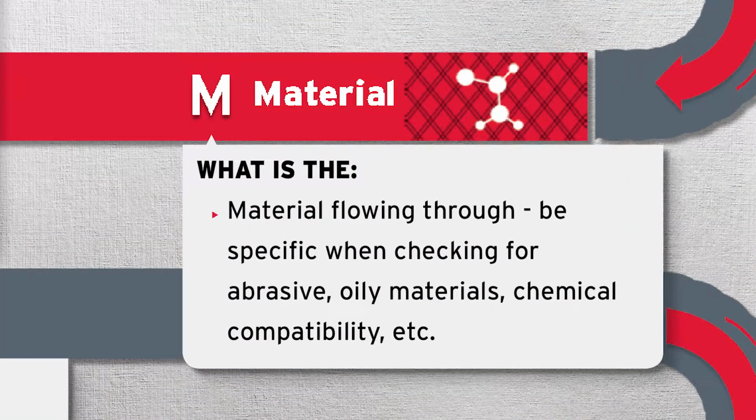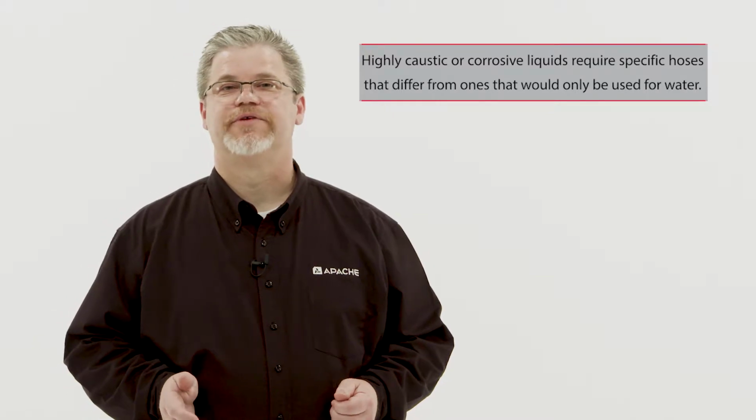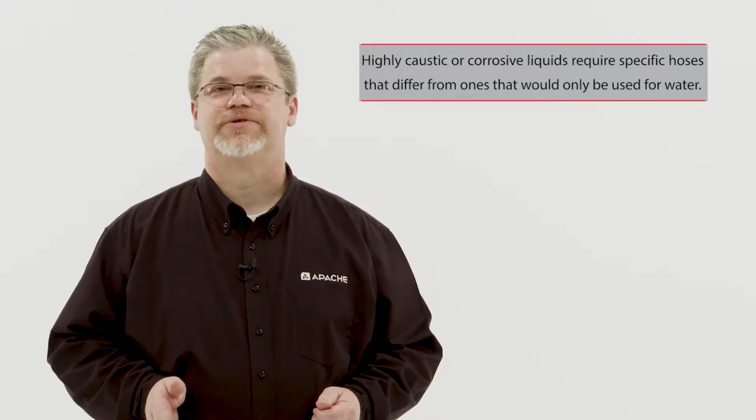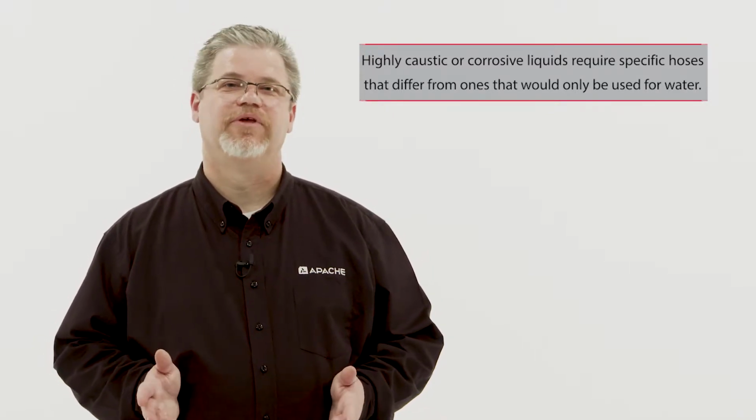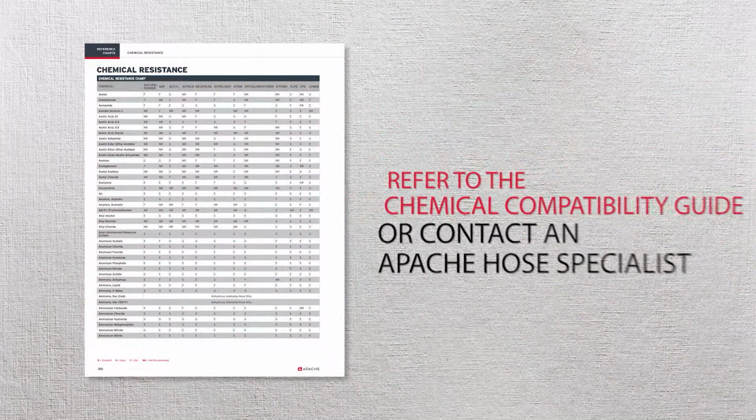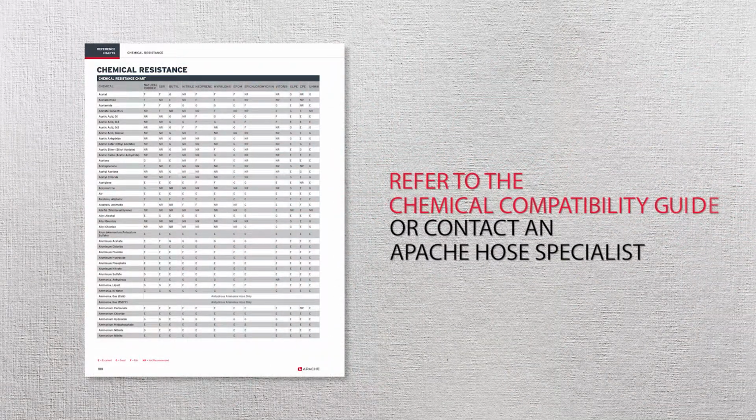What is going to be conveyed through the hose, what type and what concentration? For example, highly caustic or corrosive liquids require specific hoses that differ from ones that would only be used for water. There may be food-grade requirements for hoses used in dairy or other food applications. If in doubt, refer to a chemical compatibility chart or contact an Apache hose specialist.